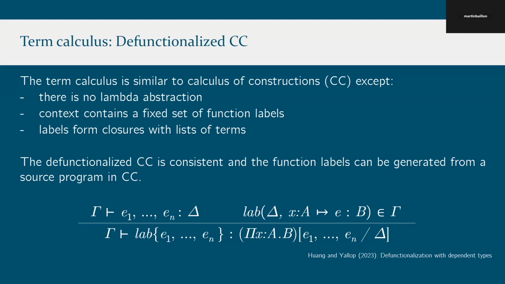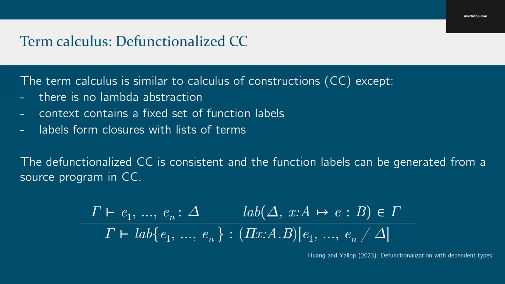So here I have a list of terms, and in gamma they have a types context delta. Also in context, I say that this label is specified with this closure that the delta is three variables. X of type A is this input, E is the function body, and B is the type. And you can form the label with this list of terms to get a pi type. Well, of course, you need to do it with substitution. So this is based on our previous work.